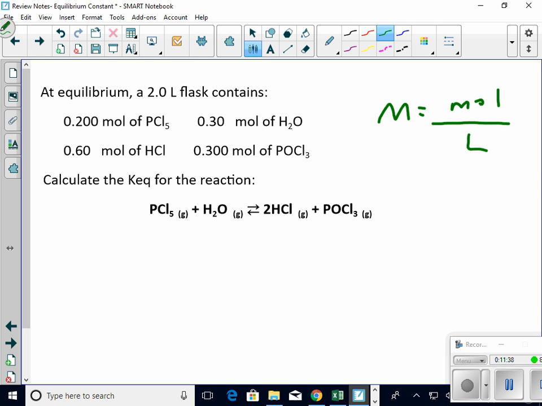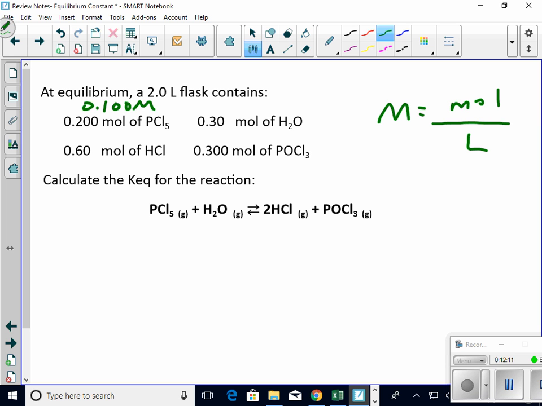So in order to determine the molarity of each one, for instance, for the PCl5, I'm going to take 0.2 moles and divide it by how many liters? 2 liters. So my molarity is going to be 0.100 molar. So you have to figure out the molarities first before you can plug them into your equilibrium constant expression.